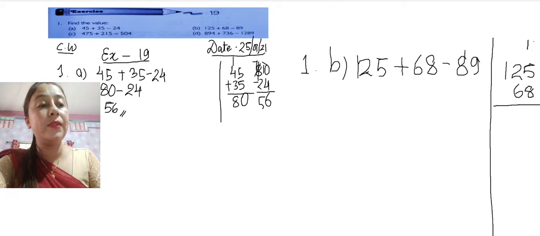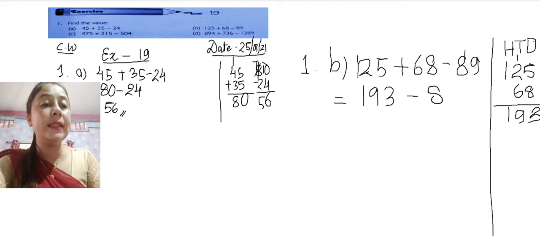In the ones, you will write the number in the ones place, tens and hundreds. So 5 plus 8 is 13. 3 I will write here and 1 I will add to its tens position. 2 plus 1 is 3, 3 plus 6 is 9, and 1 will be 1. So 193. Minus 89 is there. So we will subtract 89 from 193.